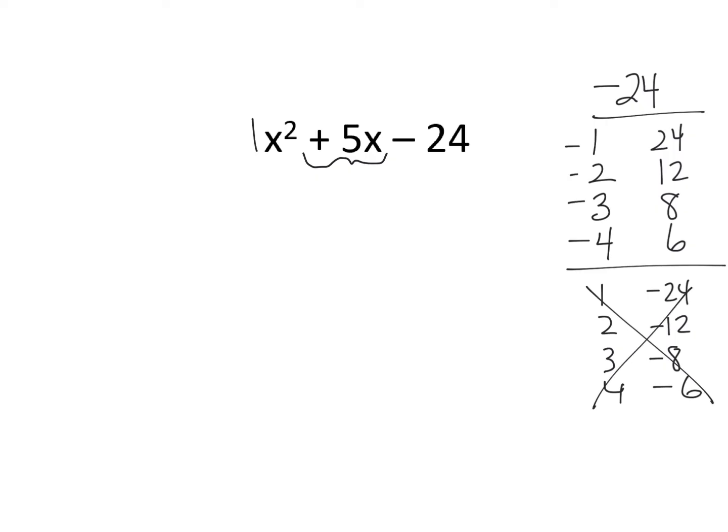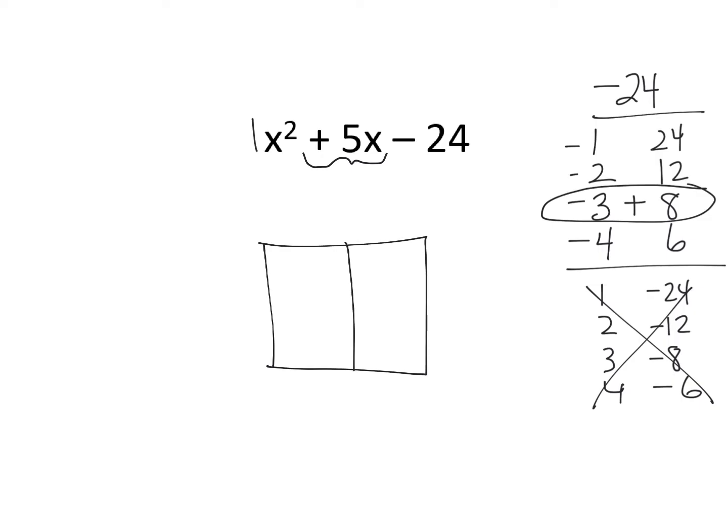So do you see it here? I do, right here. All right, a negative 3 and a positive 8. If I add them together, that should give me a positive 5. Let's go ahead and make our box. And put the first term in the first box and put the last term in the last box. And then I'm going to take that negative 3 and put it here, but I always have to remember to put an x with it, and the 8 and an x.